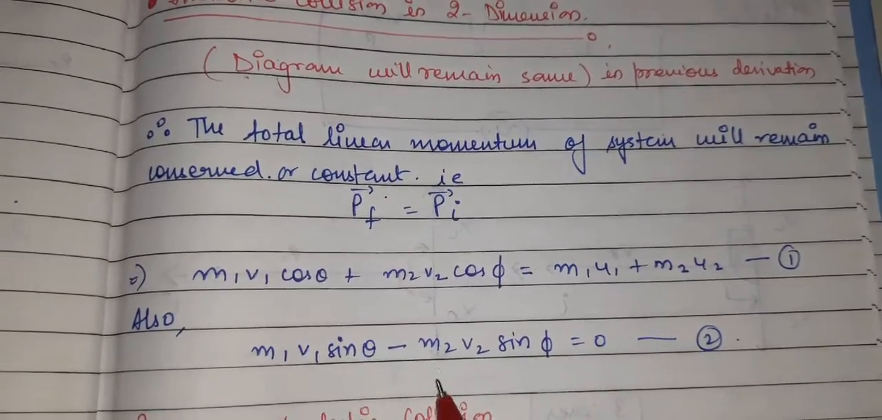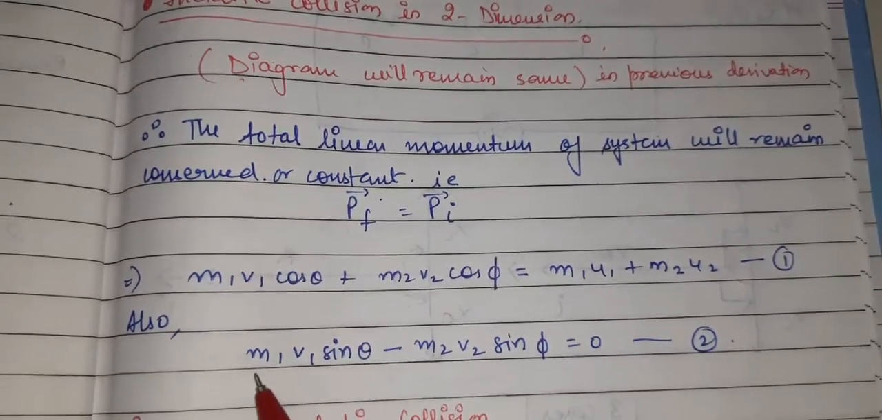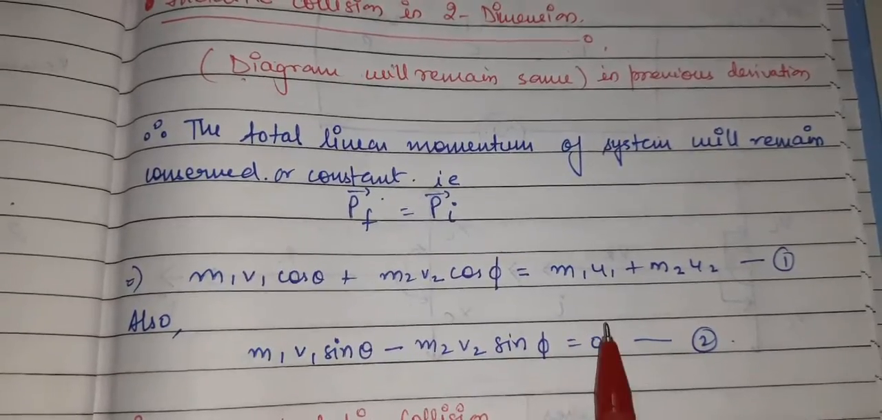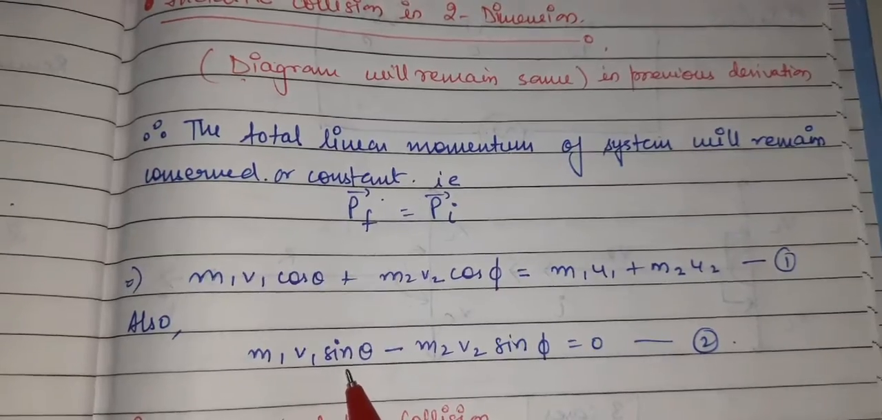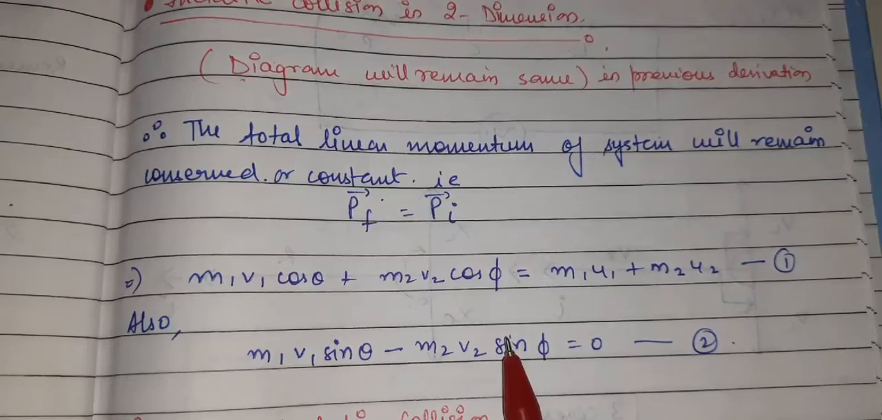And we also derived the second equation, the linear momentum along the y-axis, that is m1 v1 sin theta minus m2 v2 sin phi is equal to 0. What are theta and phi here? Theta is the angle of scattering of the first body, that is body A, and phi is the angle of recoil of the second body, that is B.